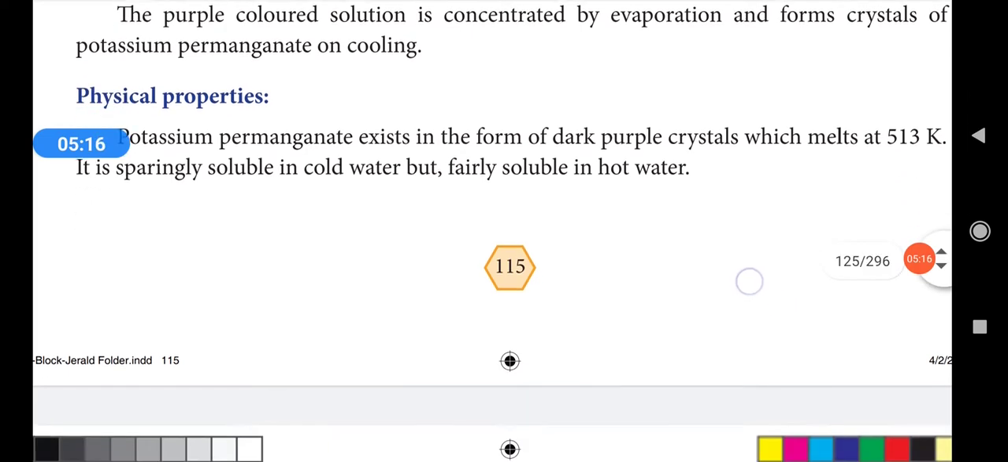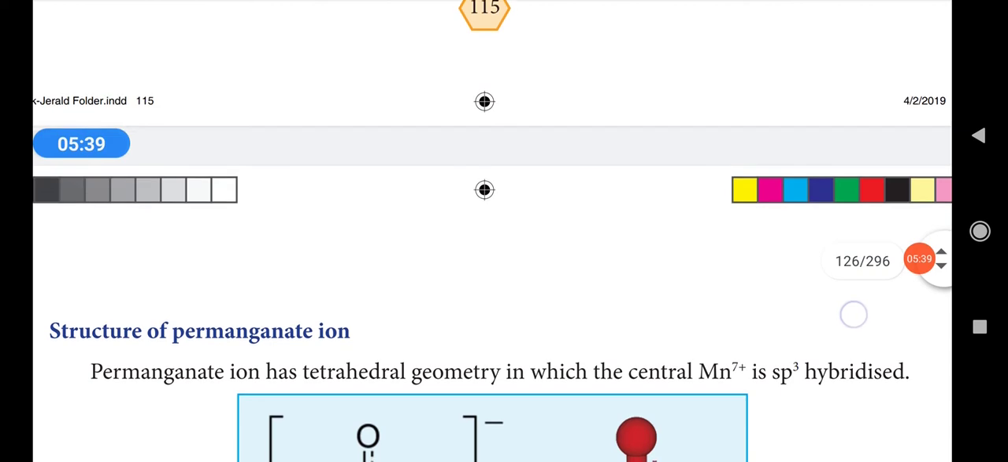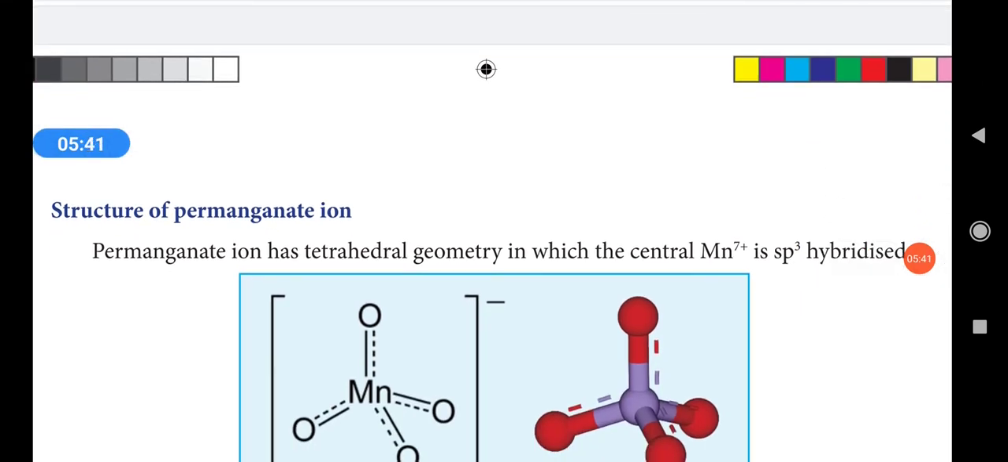Let's see the physical properties of potassium permanganate. Potassium permanganate exists in the form of dark purple crystals. The melting point of potassium permanganate is 513 Kelvin. It is sparingly soluble in cold water like potassium dichromate, and it is fairly soluble in hot water. These are the physical properties of potassium permanganate.